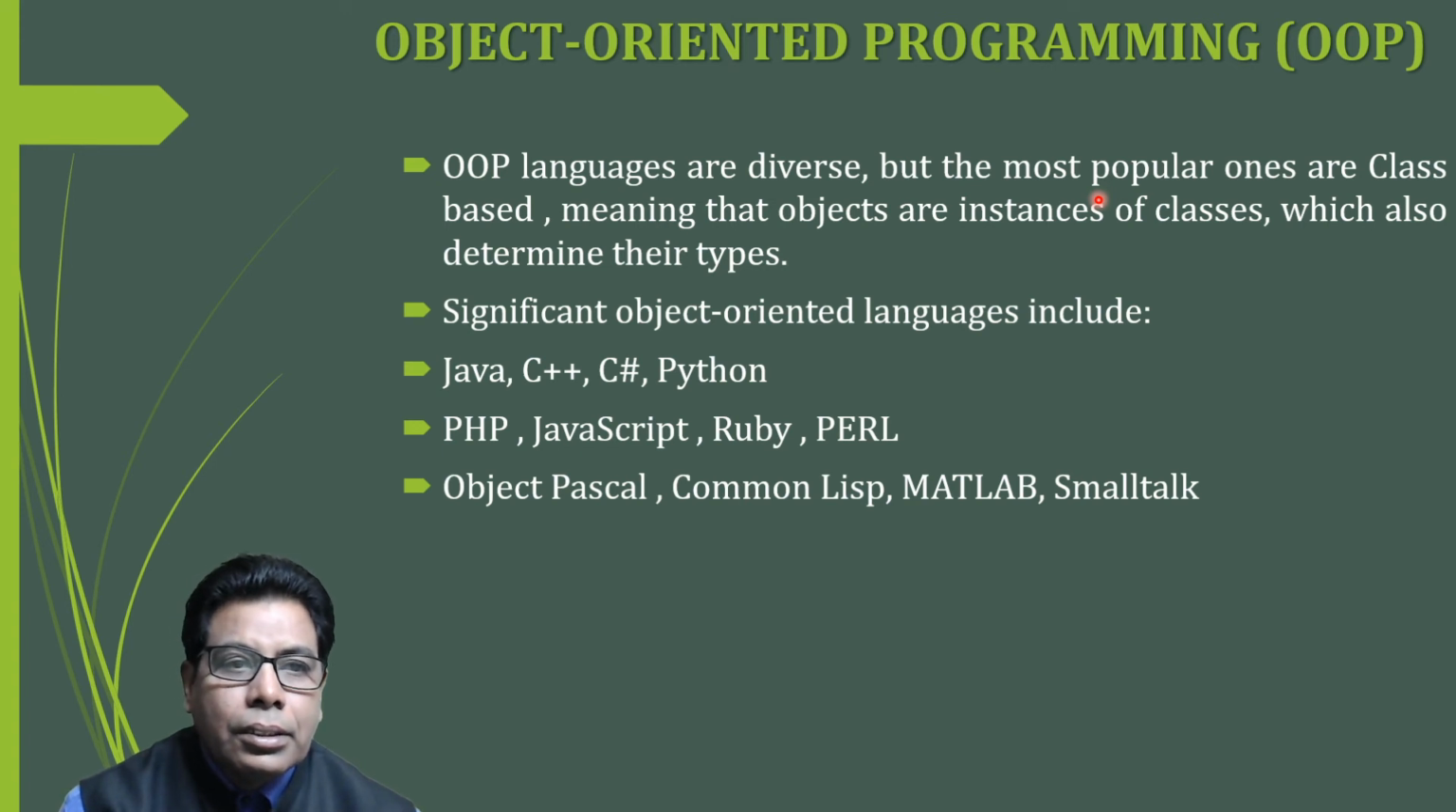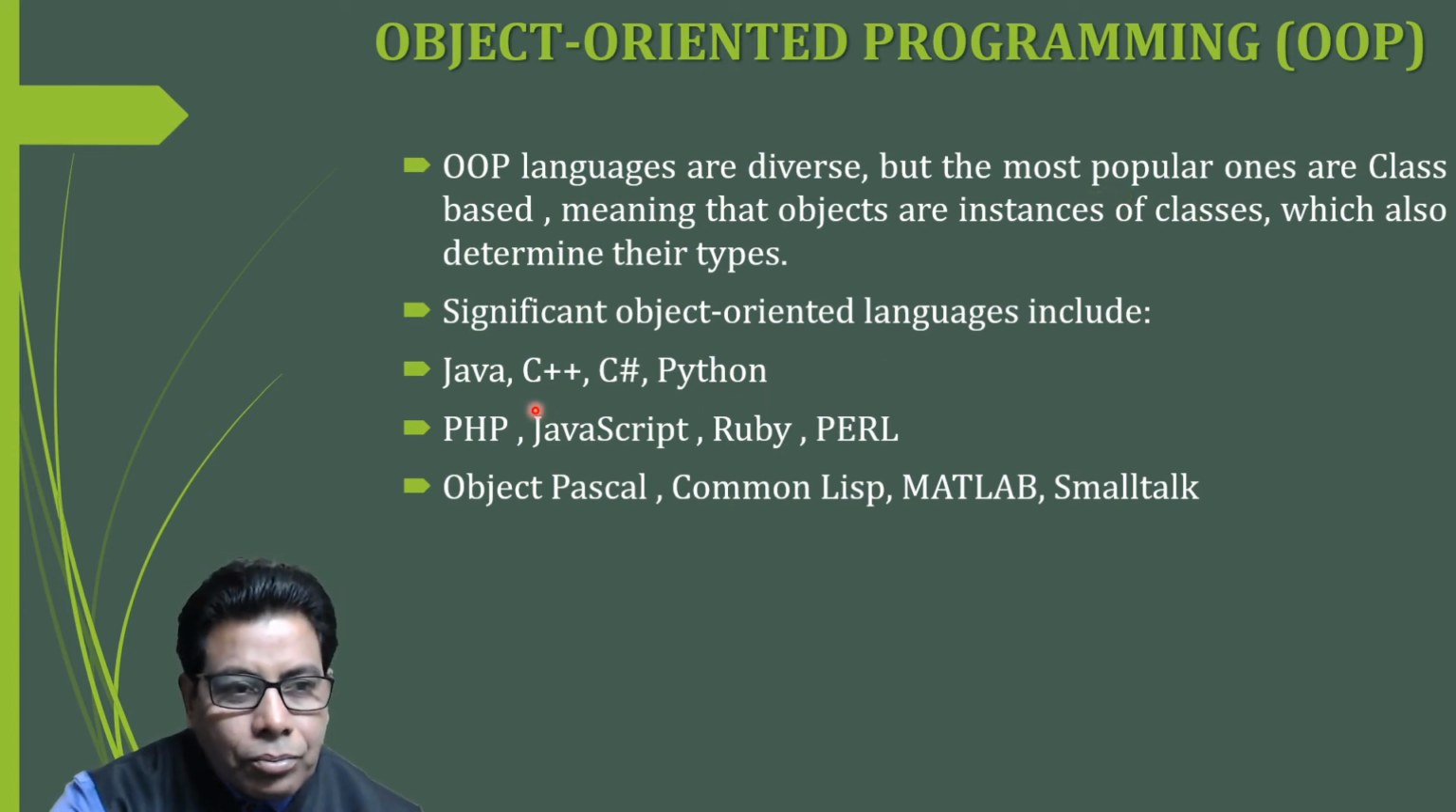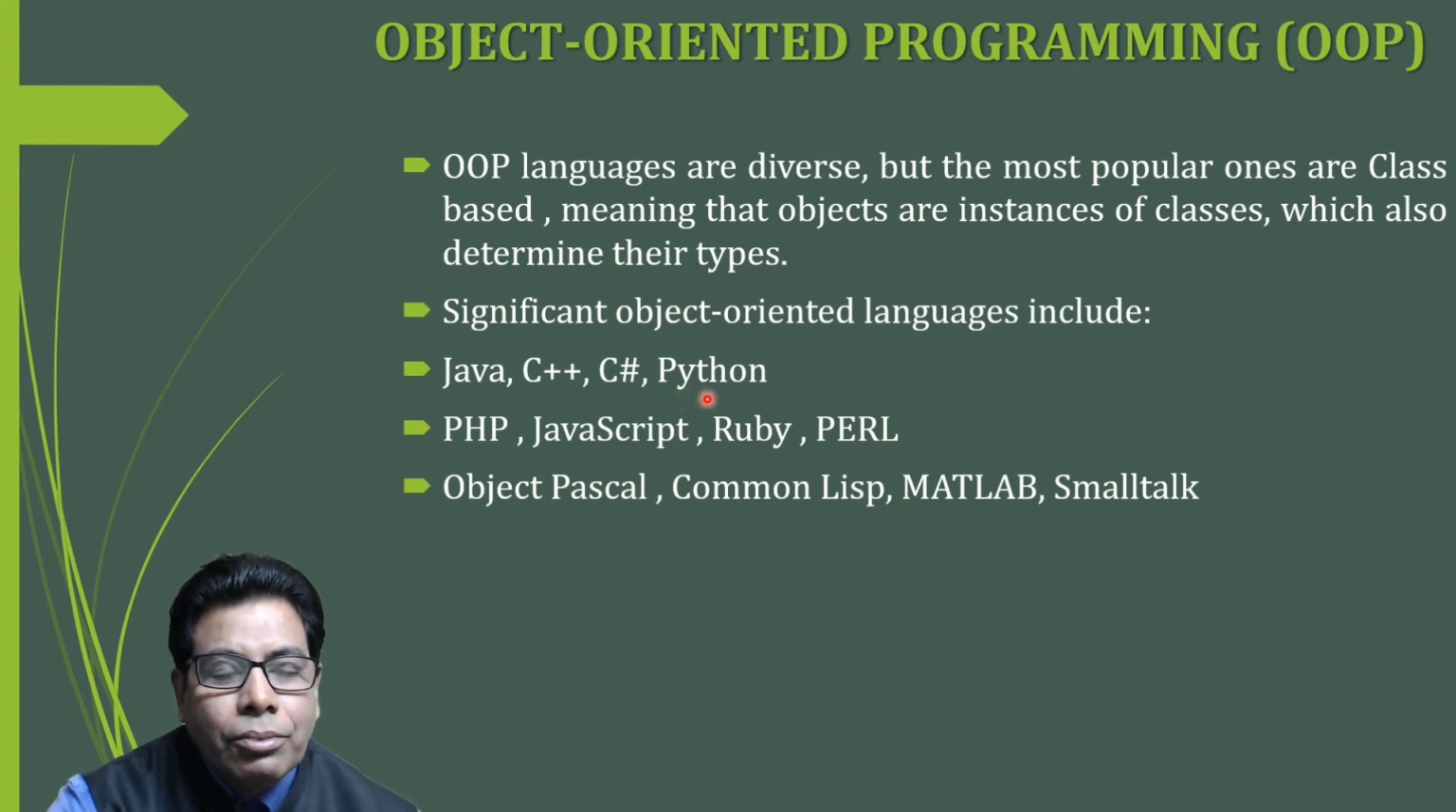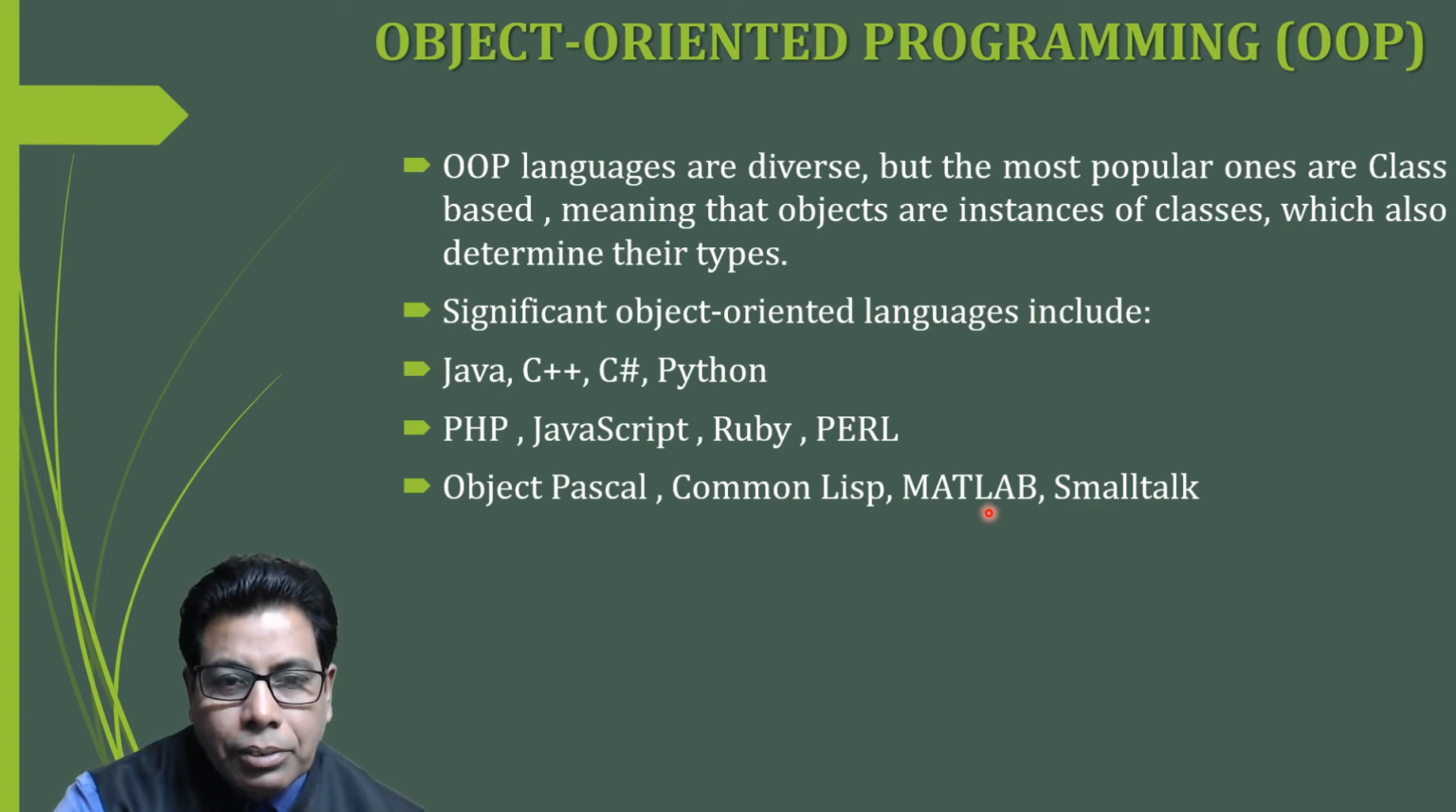Among the significant object oriented languages, we have Java, C++, C#, and Python, which you are studying right now. Then we have other scripting languages like JavaScript, PHP, Perl, and Ruby. These are for web applications. Then we have Object Pascal, Common Lisp, MATLAB, and Smalltalk. All these are object oriented languages.